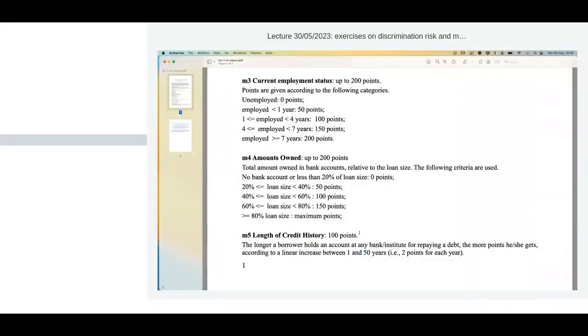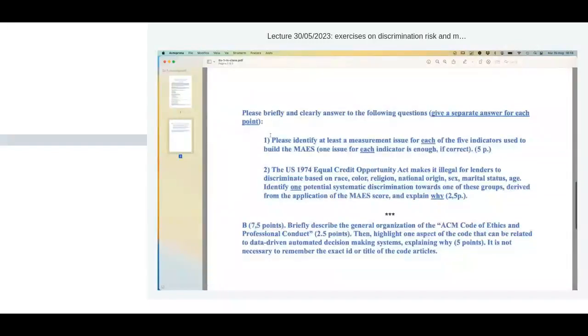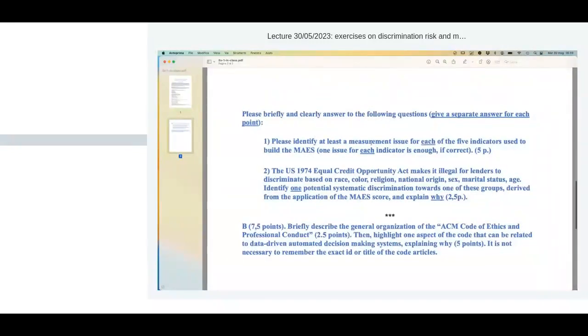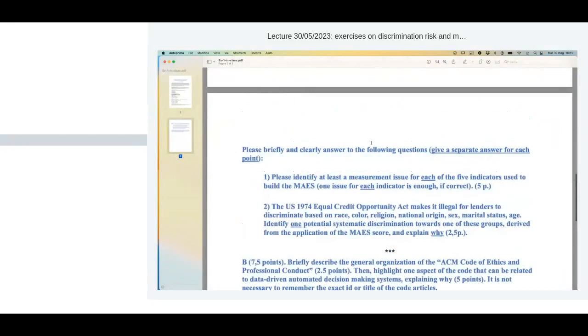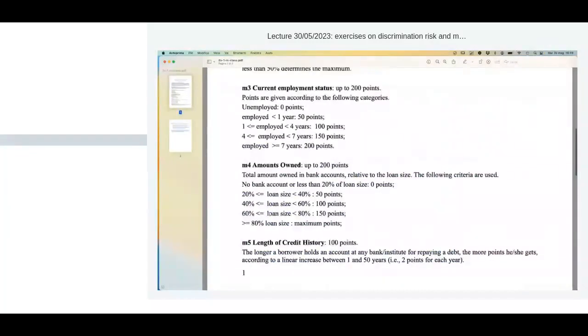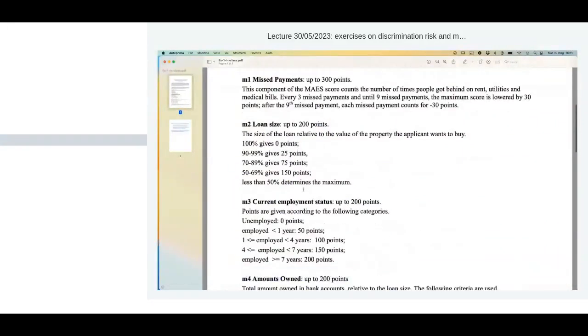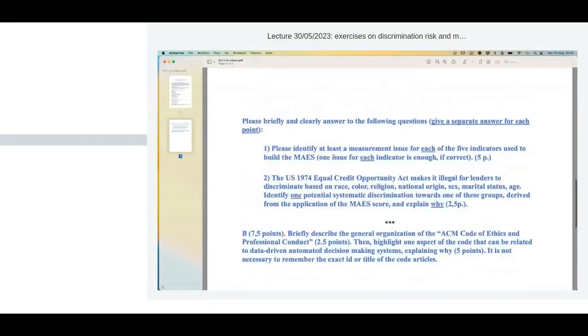This is not my fantasy. Again, you will find the solution retrieved from a real system. The first question of this exam was to identify at least a measurement issue for each of the 5 indicators. So each indicator, 1, 2, 3, 4, 5, has at least a measurement issue. One issue was enough.